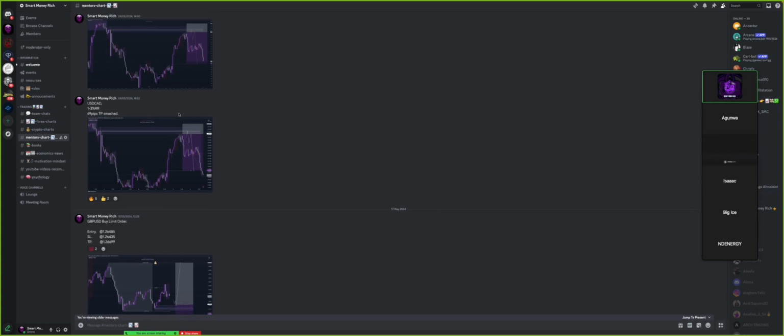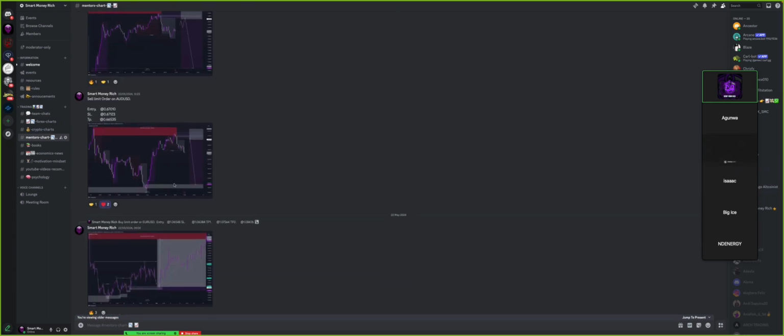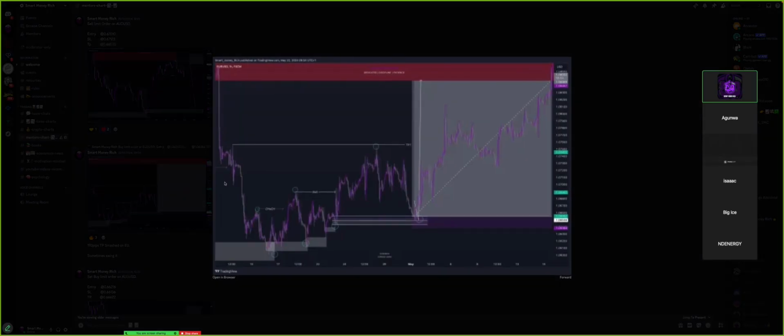Now, let's look at this trade here. There is a trade that is right here. I took this trade, it was on Euro USD. If you look at the example of this trade, you will see it very clear, very clean. You see that we were selling.